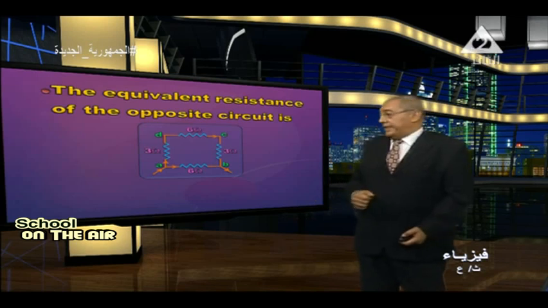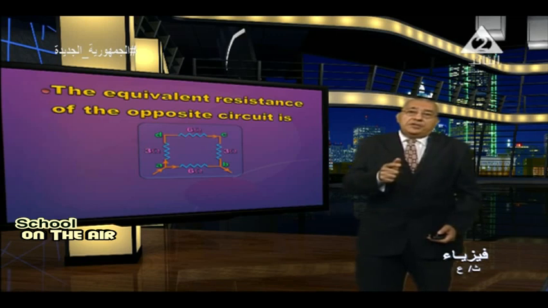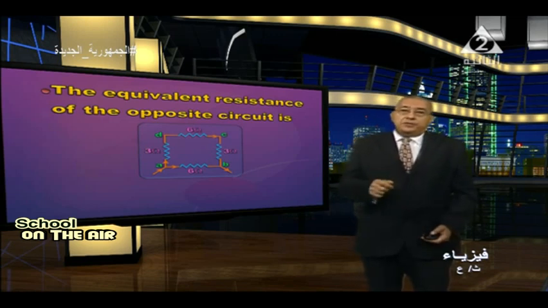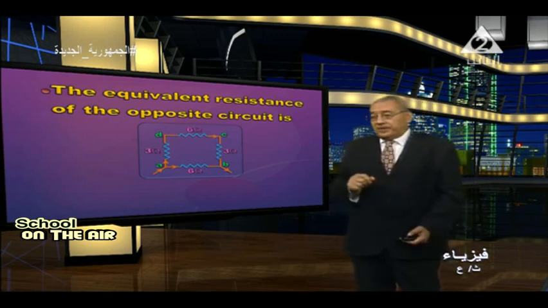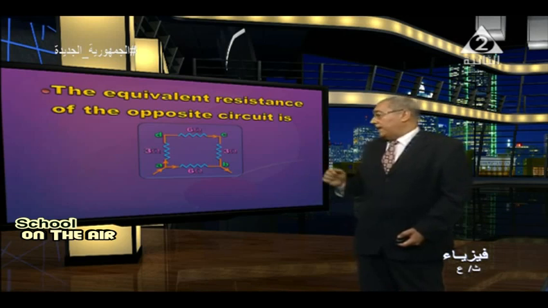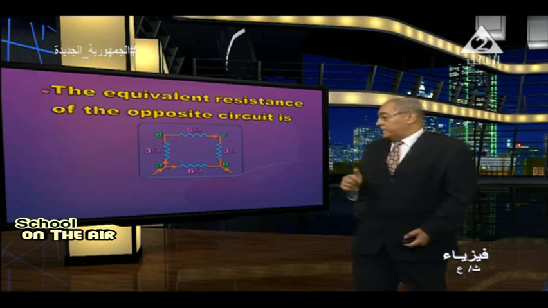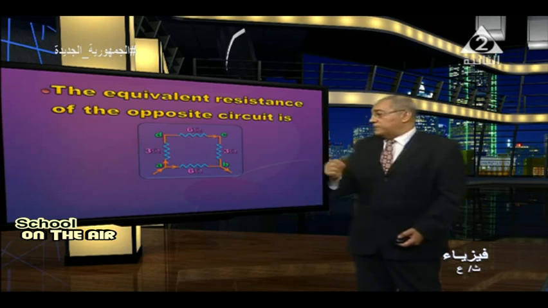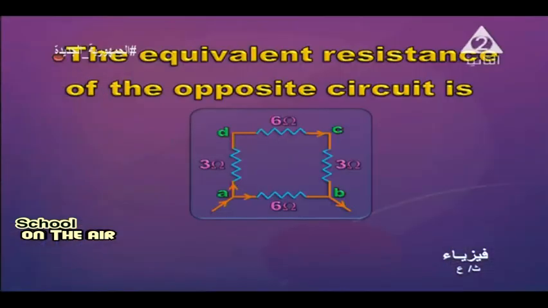Another choice: the equivalent resistance of the opposite circuit is... I think it's all easy for you to do. We've got 2 branches connected in parallel. You pay attention to the 2 nodes, 2 junctions where the current enters and leaves. It enters at point A and leaves at point B. So 3, 6, and 3 form just one resistor, of resistance 6 plus 3 plus 3, 12, parallel to 6.